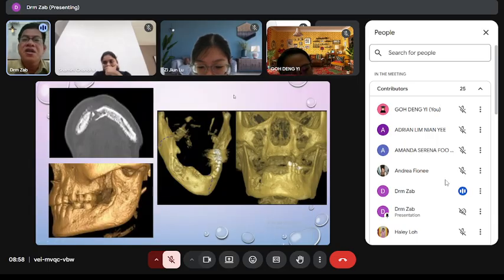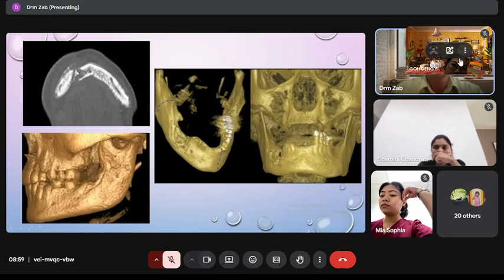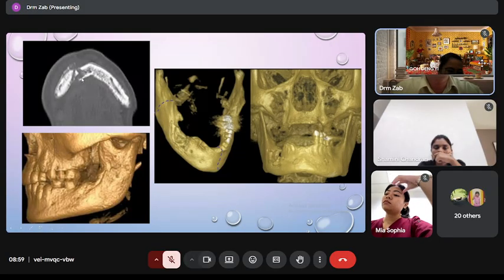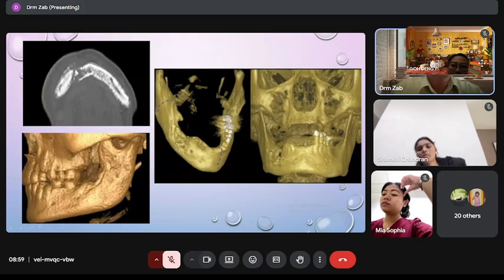This is a view of the CT scan. You can see the axial view, with the pathology at the mandibular region. Here you can see this part almost pathologically fractured. Here you can see the sequestrum, and the sequestrum would appear very radio-opaque. Why? Because it is surrounded by the involucrum, the new bone. Then you can see the periosteal bony reaction.